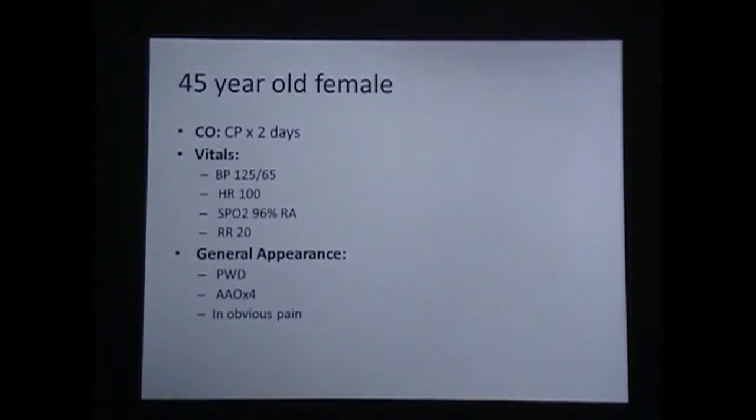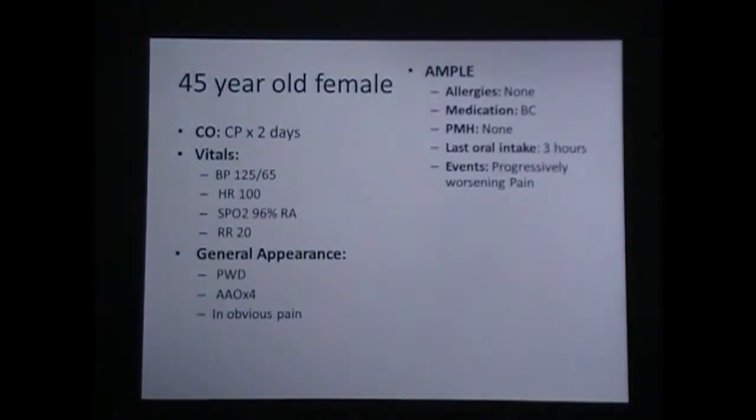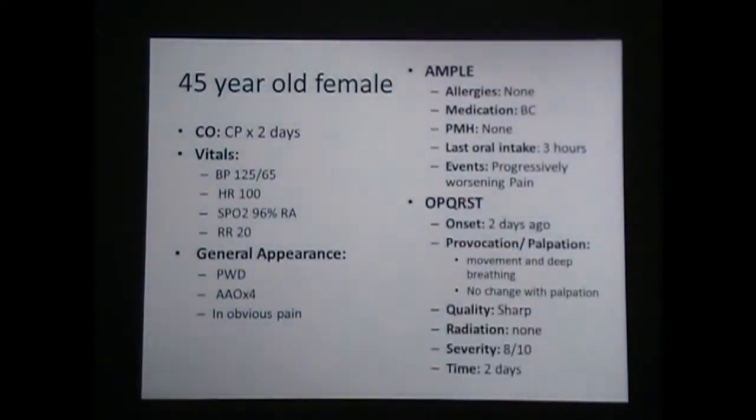Alright, so you have a 45-year-old female, chest pain times 2 days, blood pressure looks good, 125, heart rate slightly fast, not really going to worry about that too much. Saturation 96 on room air, respirations 20, pink, warm, and dry, awake and alert, in obvious pain though. No allergies, on birth control, progressively worsening pain. Onset 2 days ago, with movement and deep breathing, no change with palpation. It's sharp. It does not radiate. It's 8 out of 10.